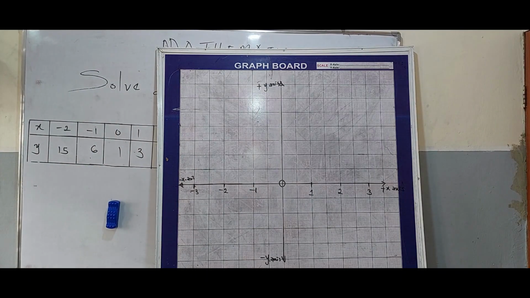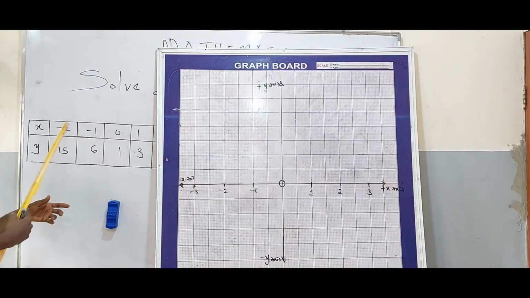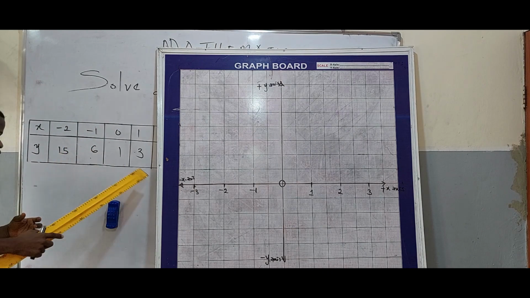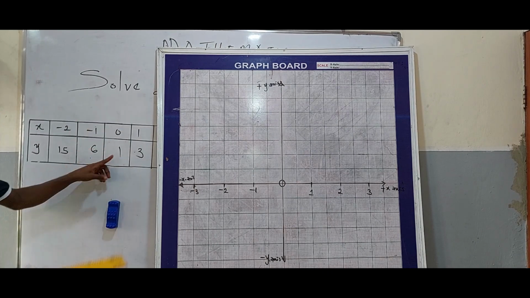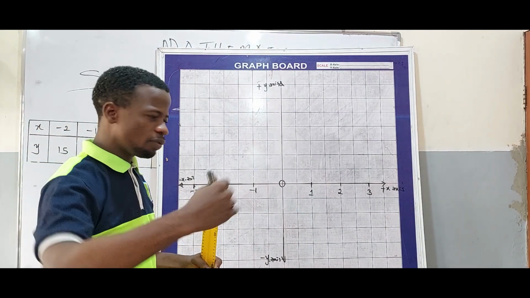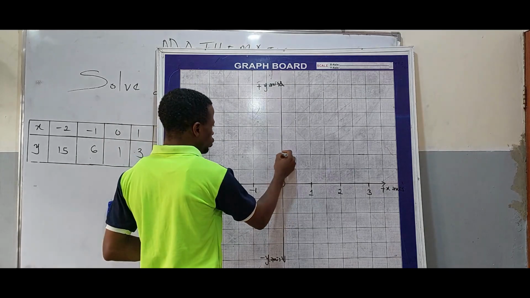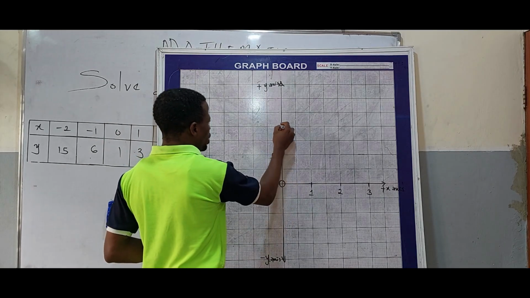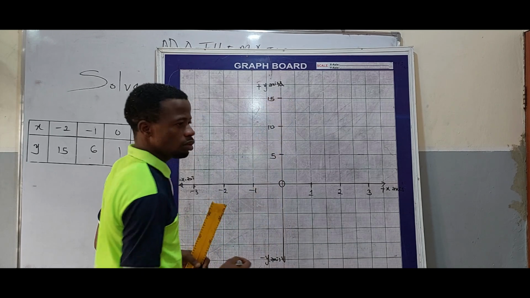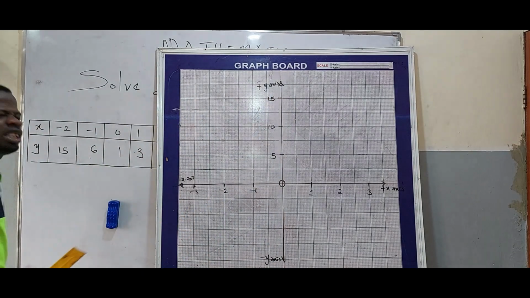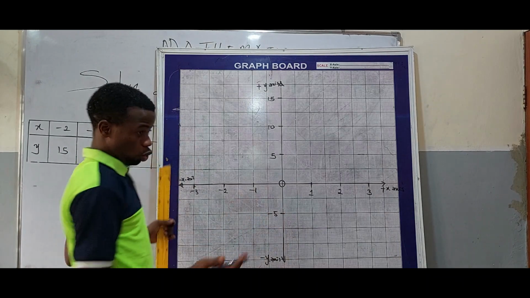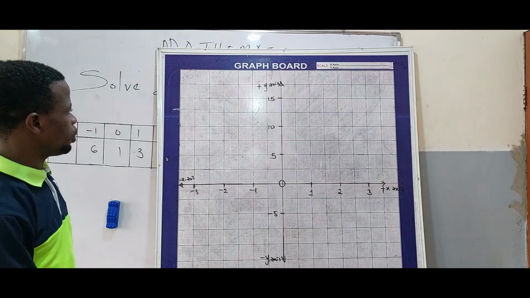So here, what do I have? The values for my y: the least one is 1, the highest one is 15. So I can go 5, 10, 15. I have here 5, here 10, and here 15. Any negative value of y? None. I do not have to pick one like -5.